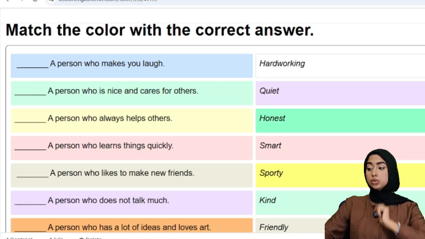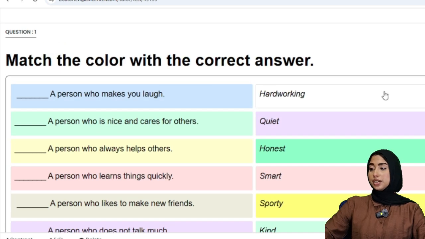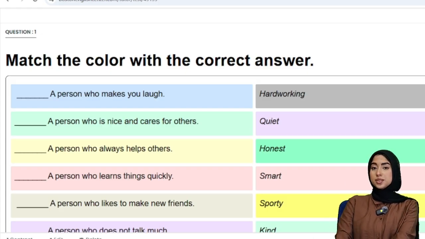Honest. Well, a person who works hard to succeed. Hardworking, very, very good job. You're doing amazing. Okay, so let's just jump into the phonics part and see you there.